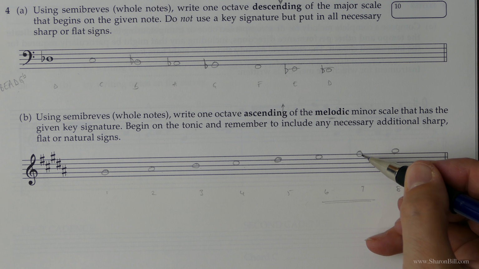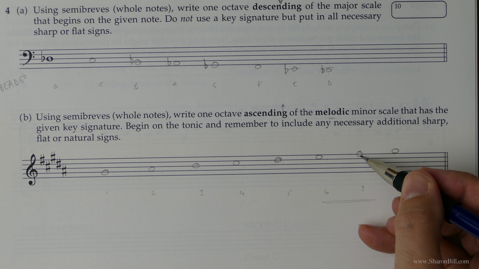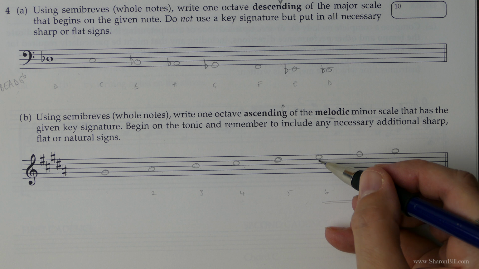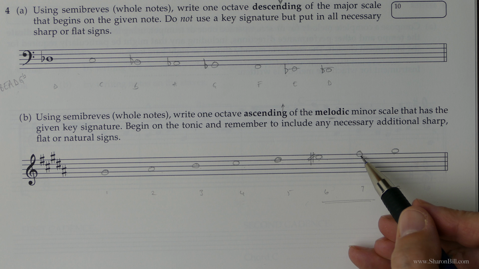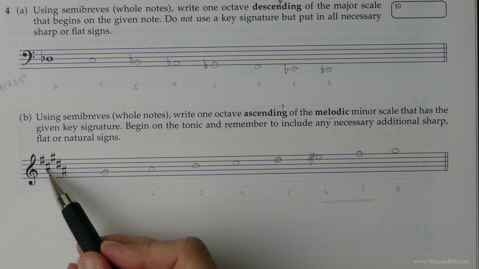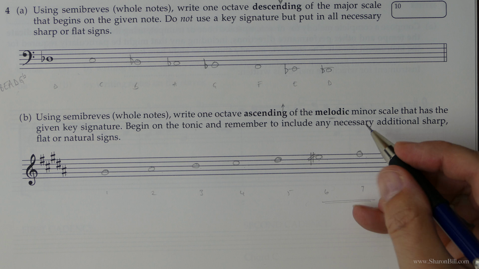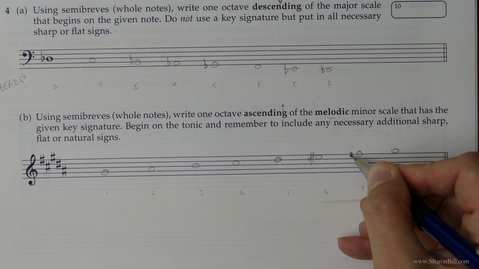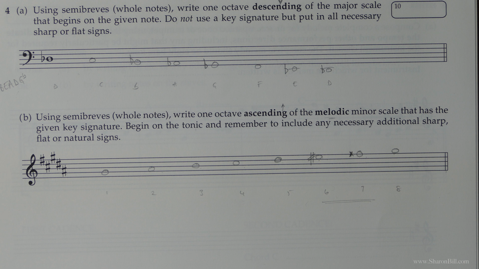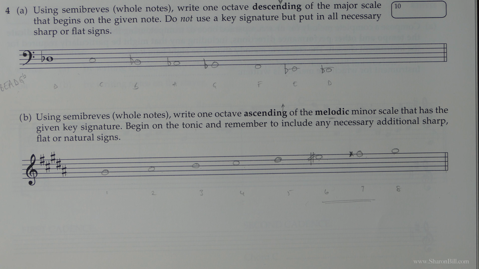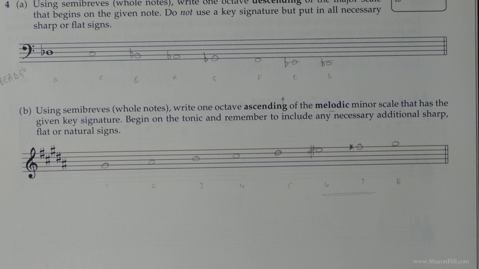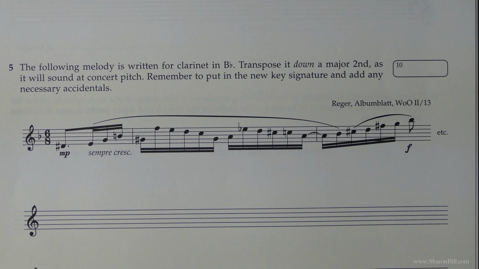So E and F sharp, because of the key signature, both need to be raised. So the E is a natural at the moment, and we'd raise that by adding a sharp. F is already sharpened at the moment because of the key signature, so we raise that sharp again by adding a double sharp. And there we have our raised 6th and 7th to make it match the melodic minor scale format. So that's that completed. So let's now move on to the next question.